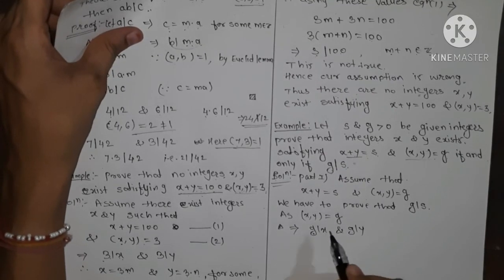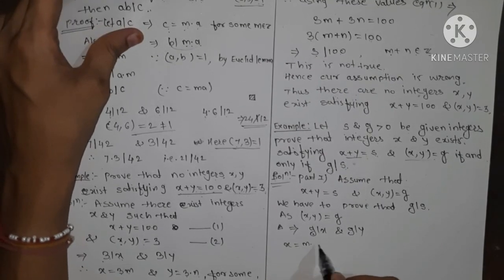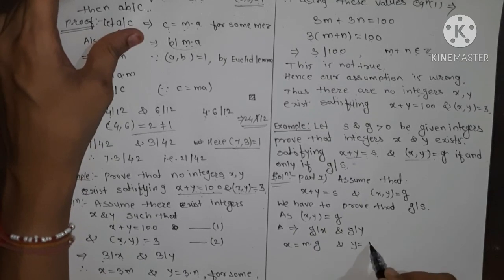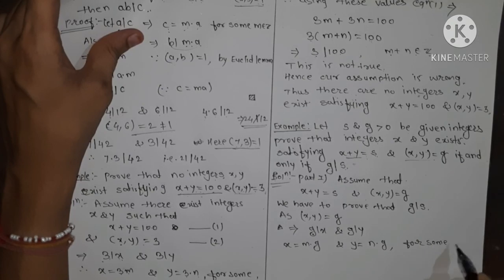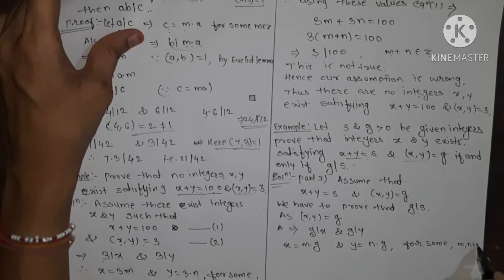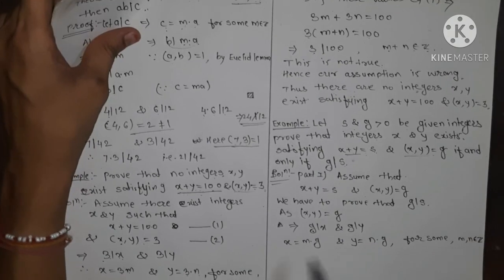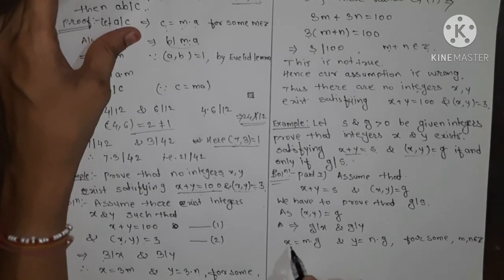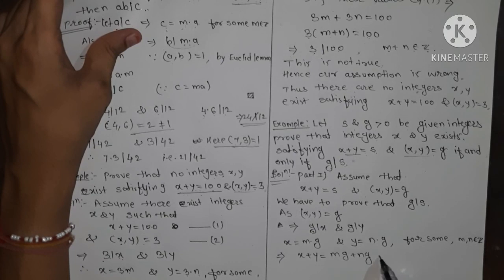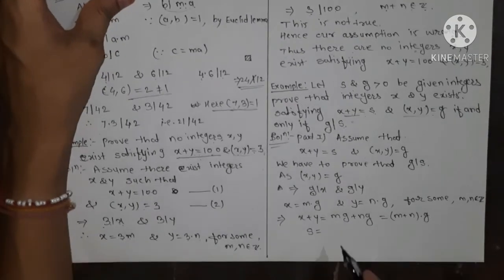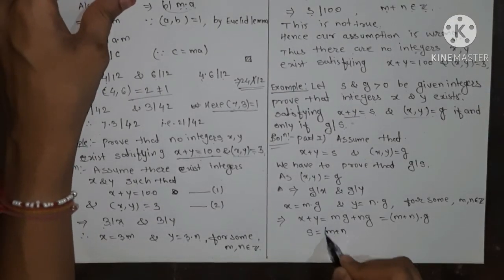Therefore, by definition of divisibility, we can write x equals m times g and y equals n times g for some m comma n belonging to Z, that is, for some integers. So x plus y equals mg plus ng, which equals m plus n times g. That is, s is written as m plus n times g.